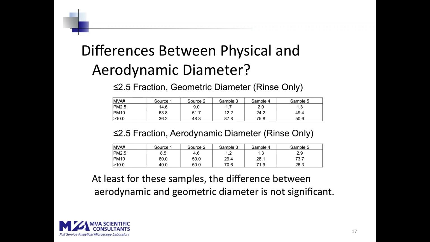So we can see that now for the PM 2.5 fraction, the mass of the material on this catch, which is ostensibly less than 2.5 microns in diameter, ranges now from about 1% up to about 9%. So at least for these samples, the difference between aerodynamic and geometric diameter is not significant, and it cannot explain the large amount of mass that is in particles with diameters greater than 2.5 microns.